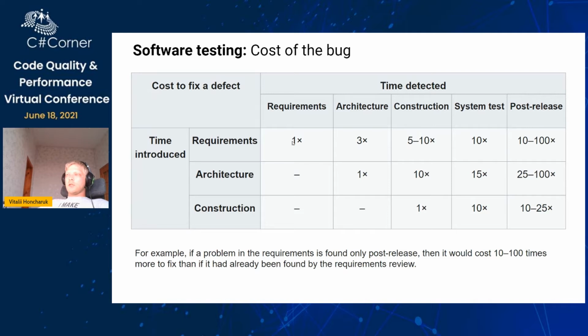So in case a bug is found at the requirement stage, this will cost 1x. And in case it is found in the post-release phase, it will cost 10 to 100 times more than if it were found at the requirement stage. So the cost to fix will be really high in this post-release stage. And here you can get some idea of when bugs should be found.